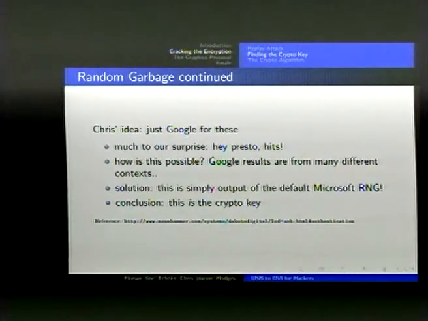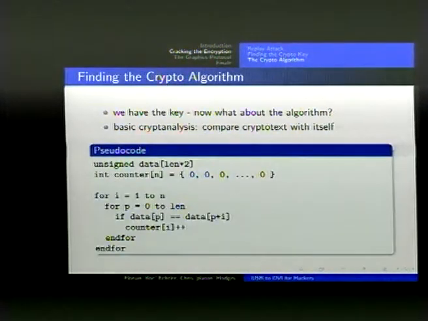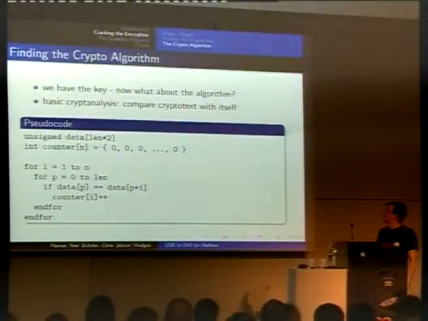But okay, so we were pretty certain at that point that this data is actually the crypto key. But of course, this didn't help very much at that point, because we still didn't know what the algorithm used for the encryption actually was.